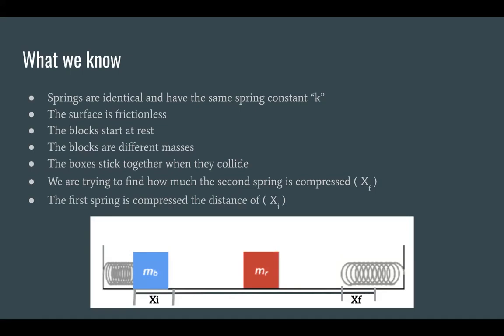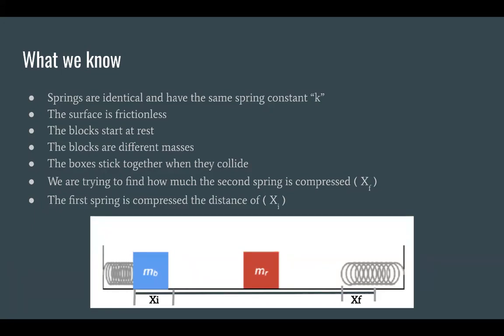So what we know is that the springs are identical and will react and interact the same way because they have the same spring constant as prescribed by the problem. We also know the surface is frictionless, meaning there is no need for us to calculate in a coefficient of friction and factor it in to our velocity and acceleration equations because nothing else will be slowing the blocks down besides the blocks themselves. We also know that the blocks start at rest, meaning we will have to calculate our starting velocity and accelerations based off the compression of the first spring that's compressed by a distance xi. We also know the blocks are different masses, so they'll have to stay separate throughout the entire equations and cannot be combined to make a simpler equation.